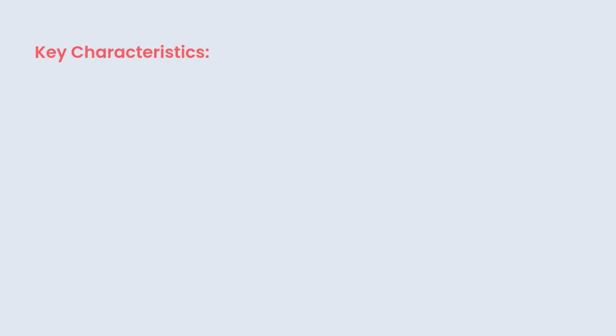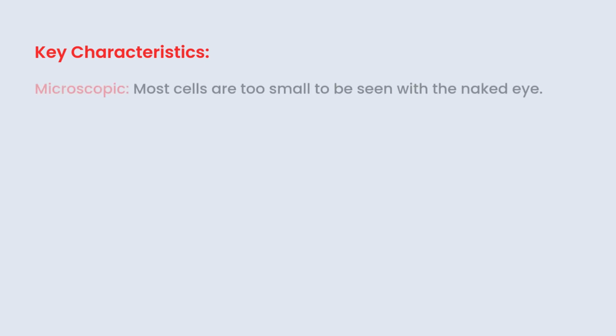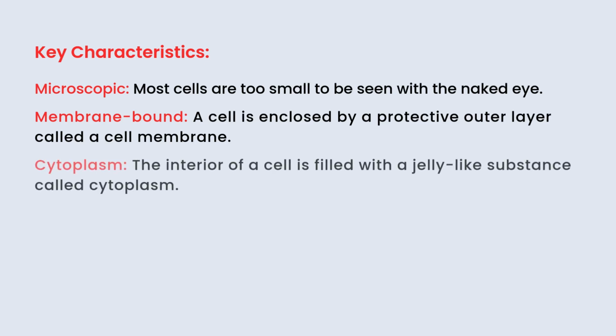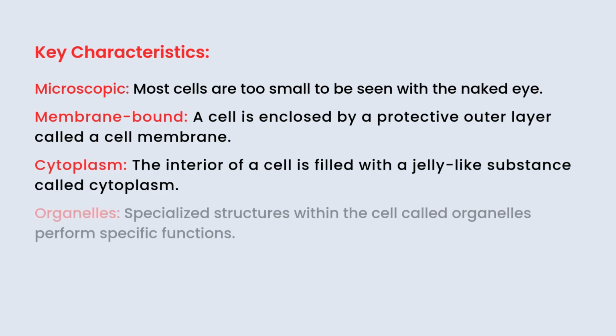What are the key characteristics of a cell? Microscopic, membrane-bound, cytoplasm, organelles, genetic material. Microscopic. Most cells are too small to be seen with the naked eye. And membrane-bound. A cell is enclosed by a protective outer layer called the cell membrane.